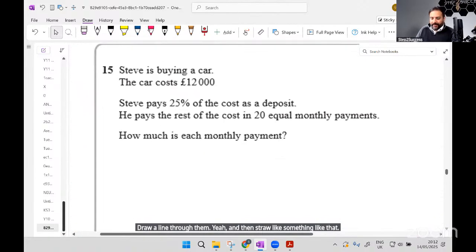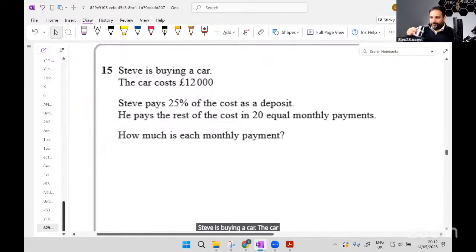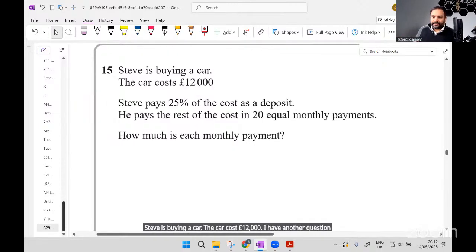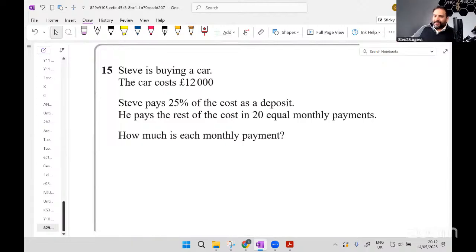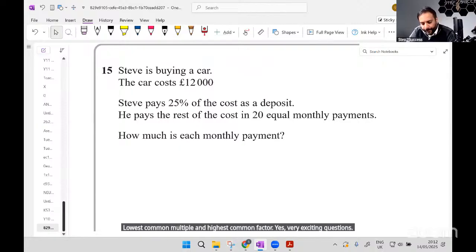Steve is buying a car. The car costs £12,000. Another question here. Lowest common multiple and highest common factor. Yes, very exciting questions. Steve is buying a car.